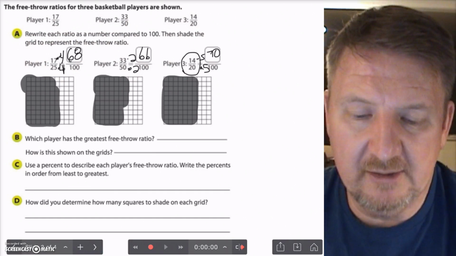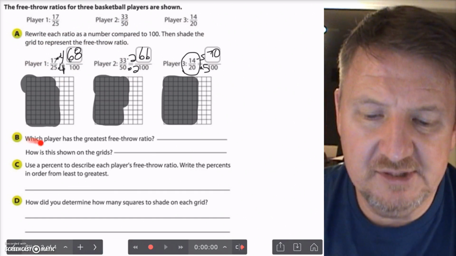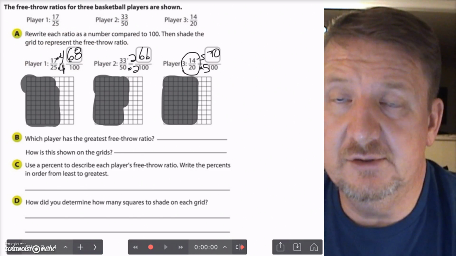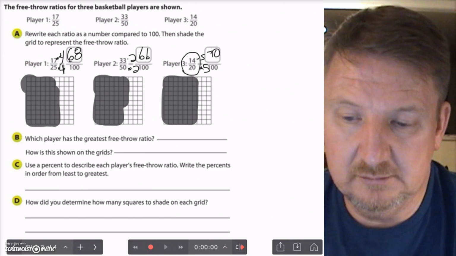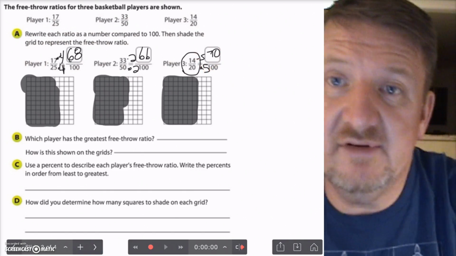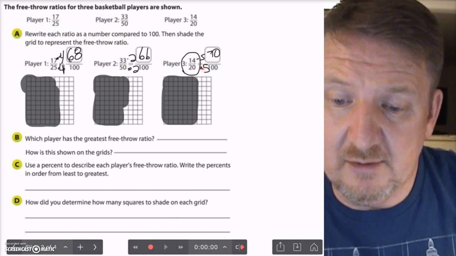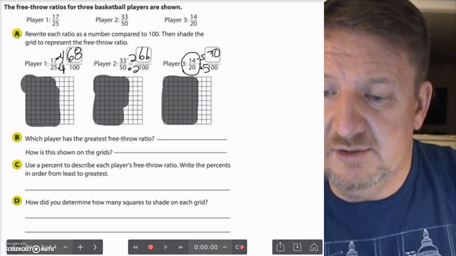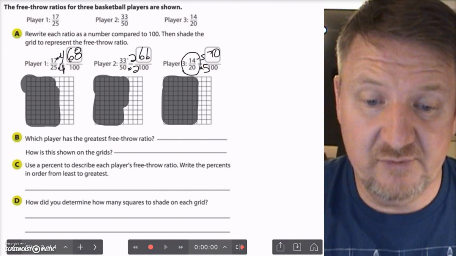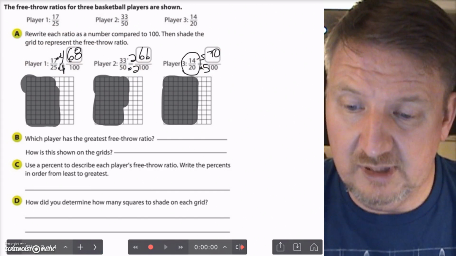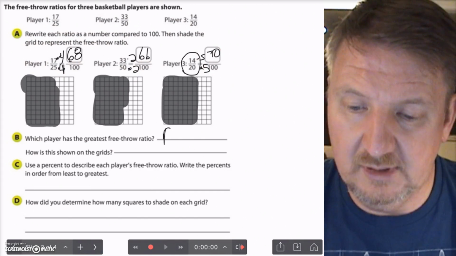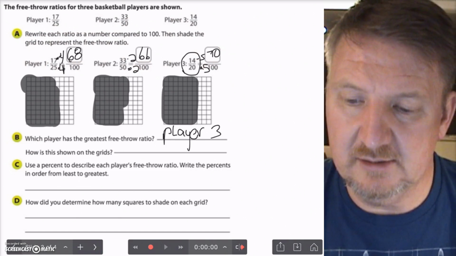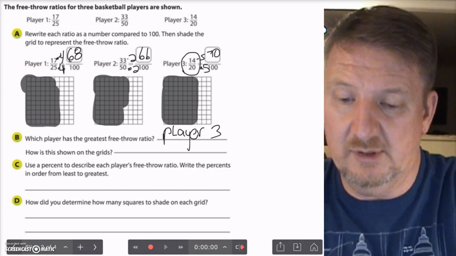So now we go down to question B. Question B says, which player has the greatest free throw ratio? So the greatest free throw ratio is going to be a high number. The highest number that we have is 70 out of 100. Because now all our denominators are the same, we can make our comparison a lot easier. The biggest number is the highest free throw ratio. So player 3. Sometimes my pen works and sometimes it doesn't. Player 3 has the highest free throw ratio.